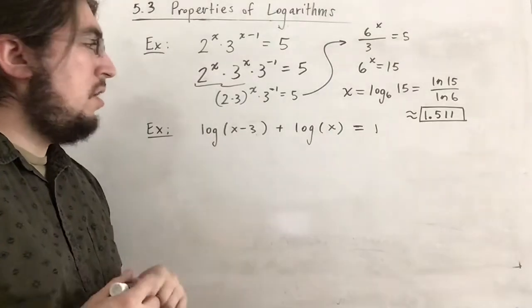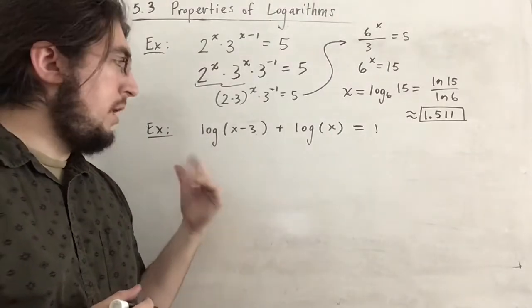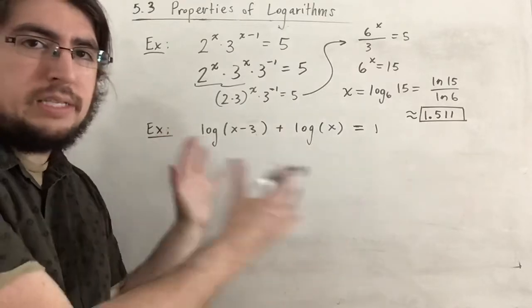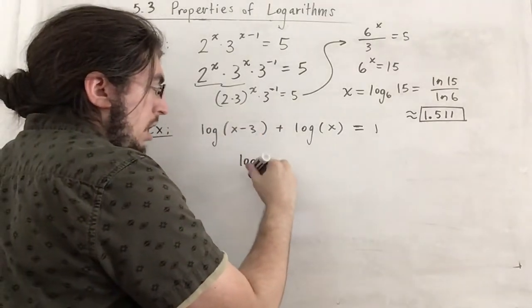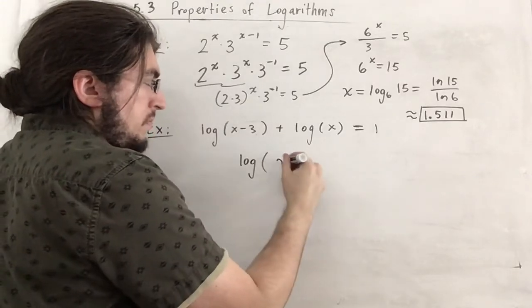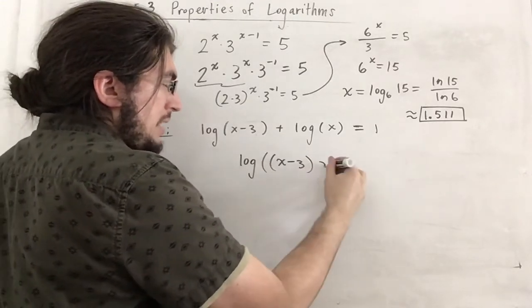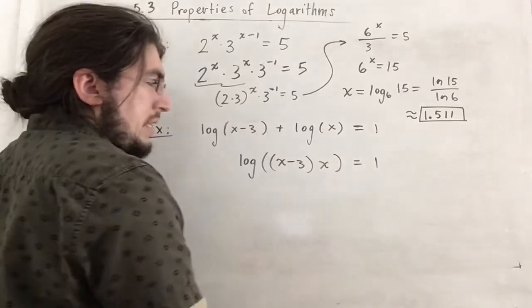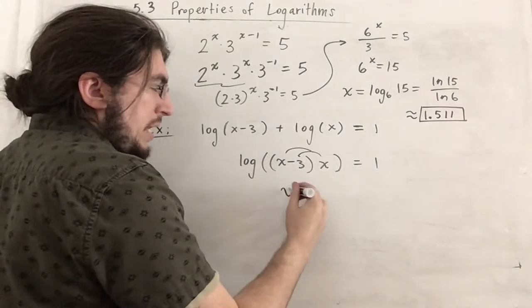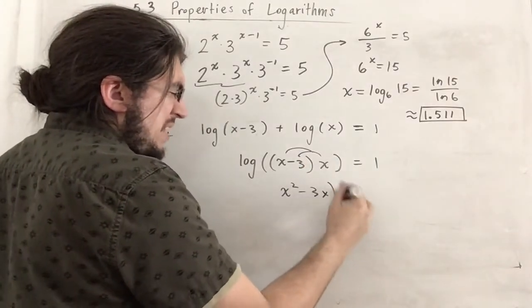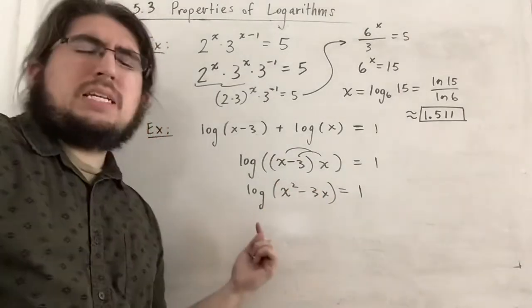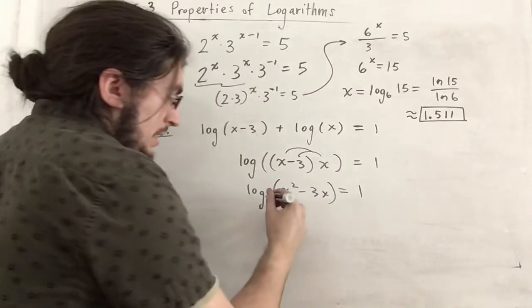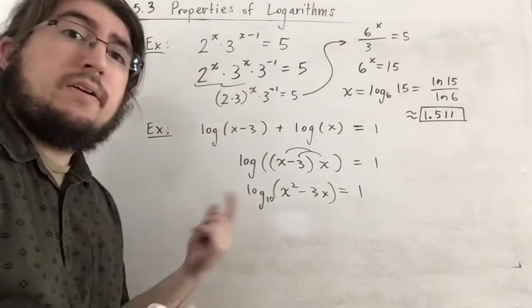And now onto this one. So here I'm going to use the product rule, of course, to combine these into one log. So condensing them into one log, we get log of x minus 3 multiplied by x, like that. Distribute this x in, we get x squared minus 3x inside of this log. Log without a base means log base 10, yes. So there should be a 10 there.